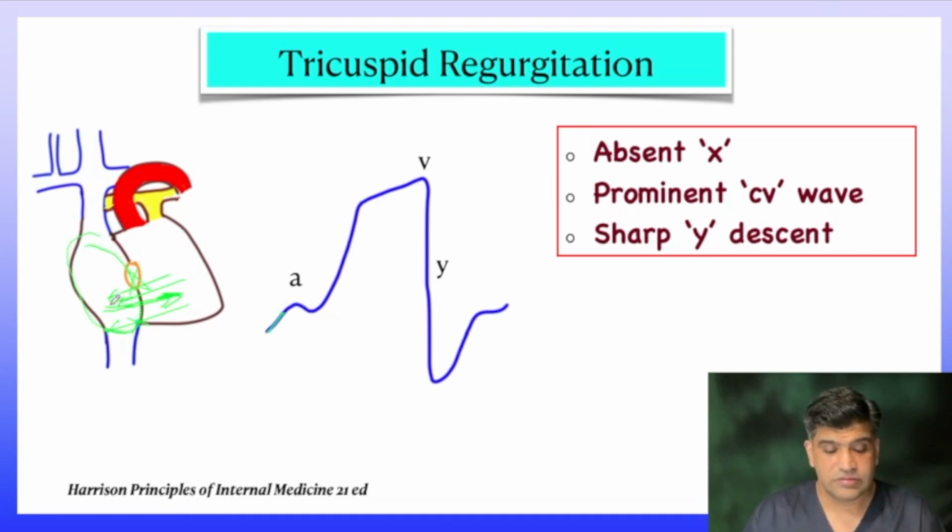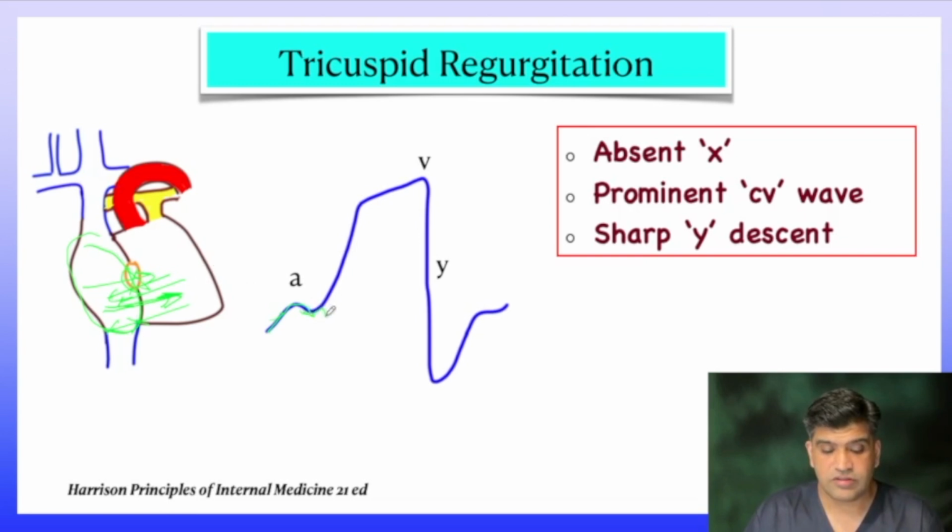Atria contracts, throws the blood into the RV, normally causing a wave. Yes, A wave is there. Now, after the A wave, the RV should contract and the tricuspid valve should bulge into the RA. This is the C wave.